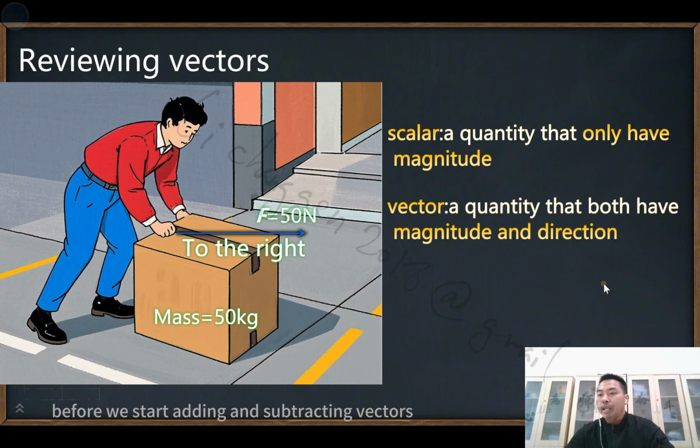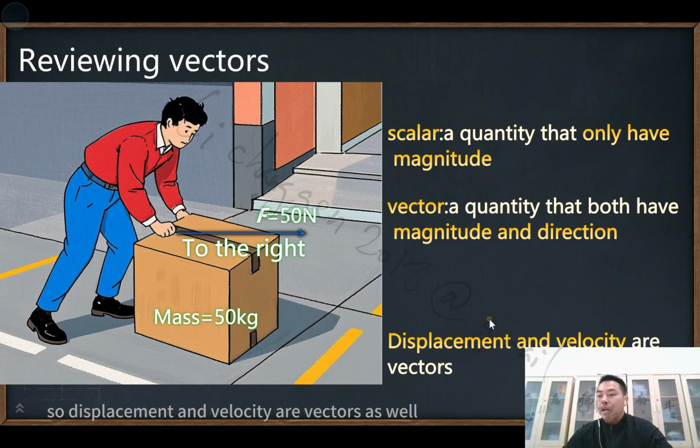Before we start adding and subtracting vectors, let's quickly review what vectors are. A vector is a quantity that has both magnitude and direction. This is different from a scalar, which has only magnitude. You may still remember the case before. Here, mass is a scalar, it has no direction. On the other hand, force is a vector because it must have a direction. So, displacement and velocity are vectors as well because they both have directions.